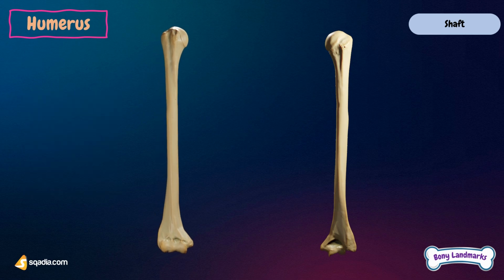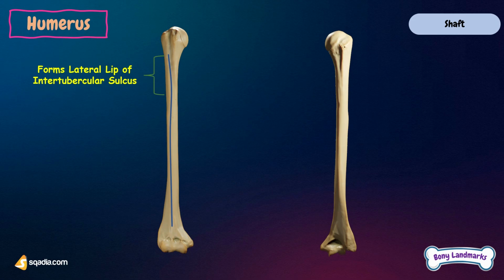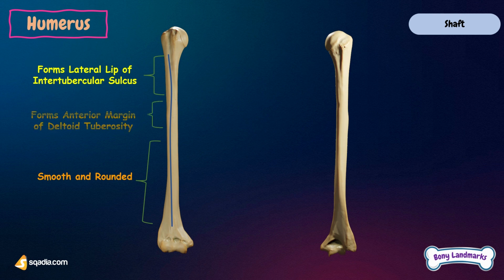Anterior border. The upper 1/3 of the anterior border forms the lateral lip of the intertubercular sulcus, that is, the space between the greater and lesser tubercle. The lower half of the anterior border is smooth and rounded. In its middle part, it forms the anterior margin of the deltoid tuberosity.